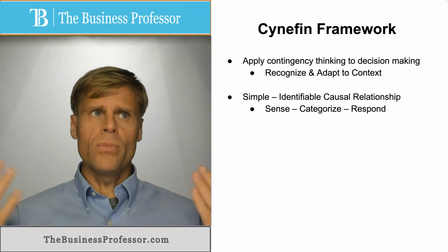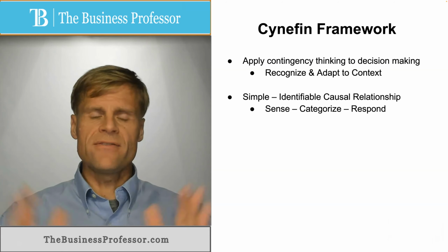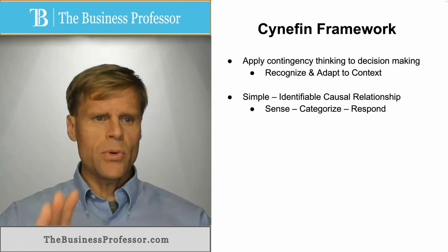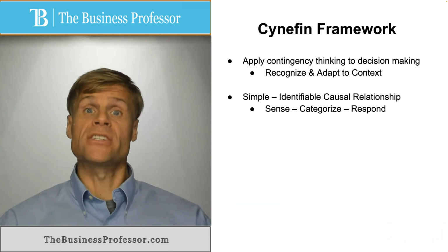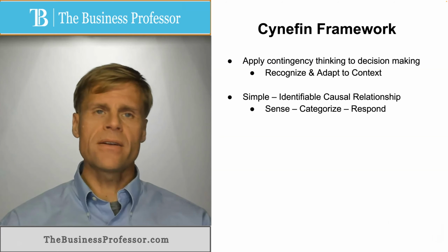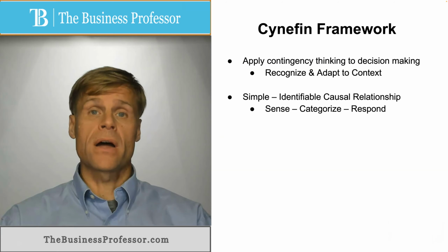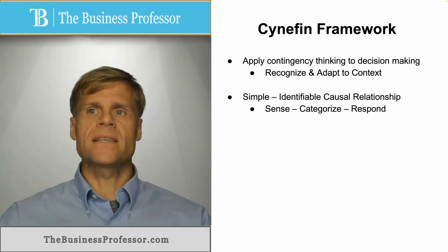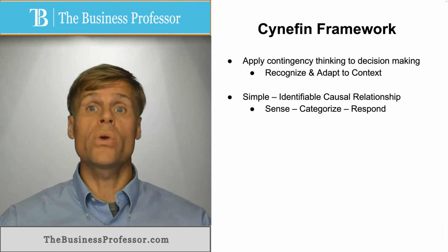Now, of those contexts, there are generally 5 categories. The first is a simple category where there's a simple identifiable cause and effect relationship between any decision and outcome. In a scenario like that, you'd follow a decision-making model that is you sense the situation at hand, you categorize the options, and then you respond accordingly.